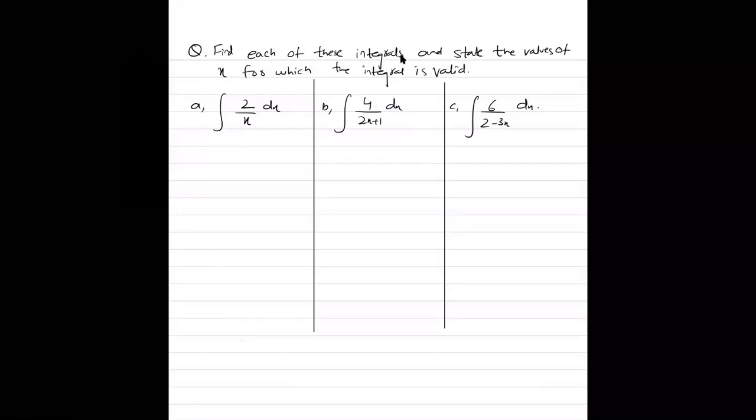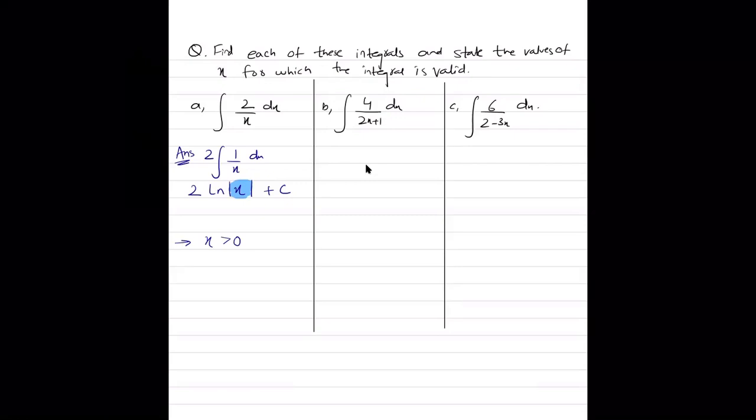For the first part, it is the integration of 2 upon x dx. If you take 2 outside the integral sign, you're going to get the integral of 1 upon x dx. And what was the integration of 1 upon x? ln of mod x plus c. It's always better to write the mod sign along with ln because we know that ln is not defined for a negative number. Now, the second part of this question was to find the values of x for which the integral is valid. For the integral to be valid, x should be greater than 0. Okay?